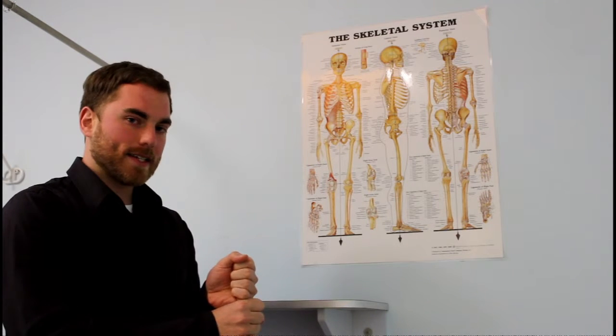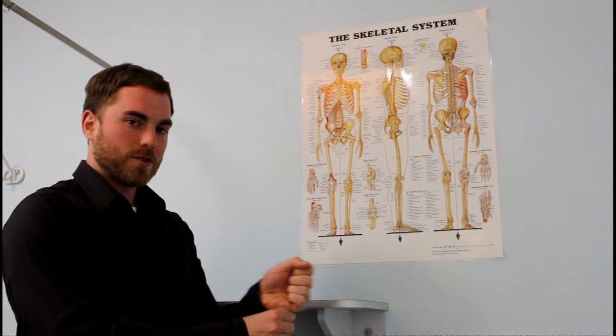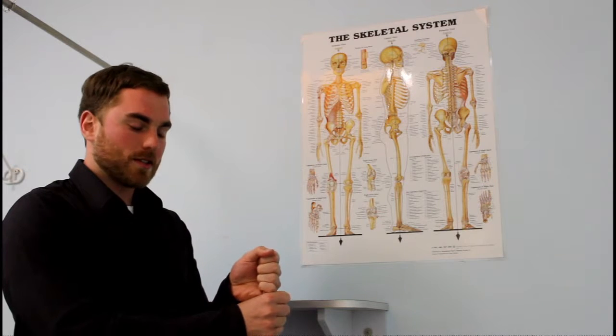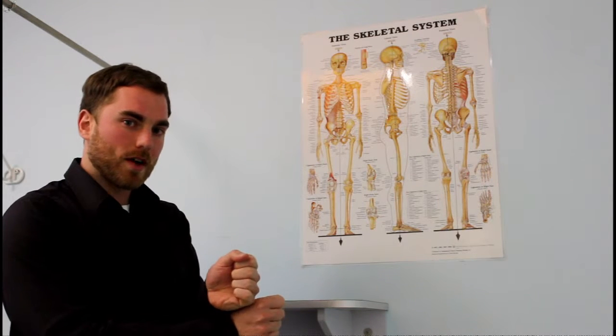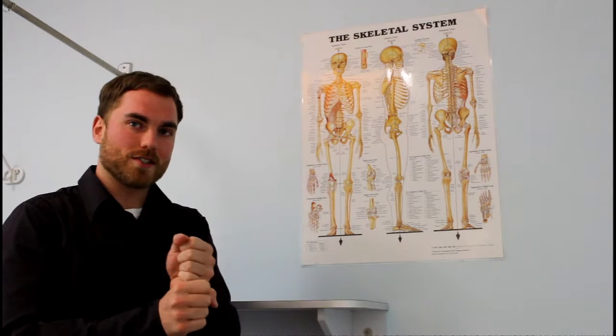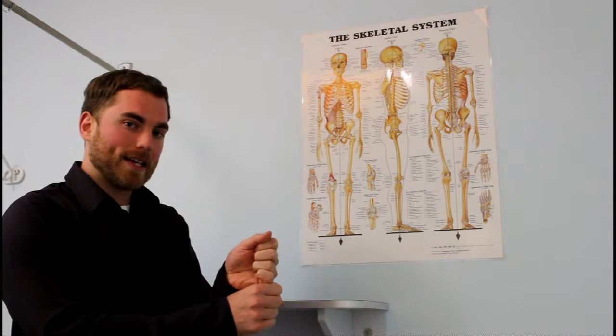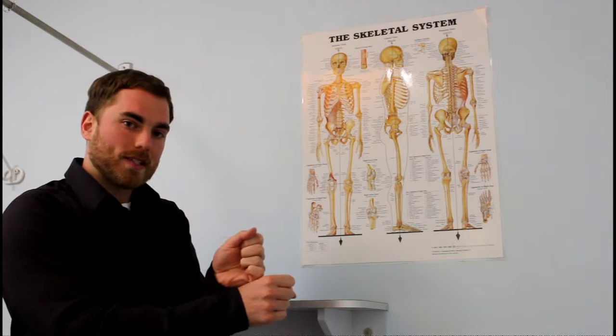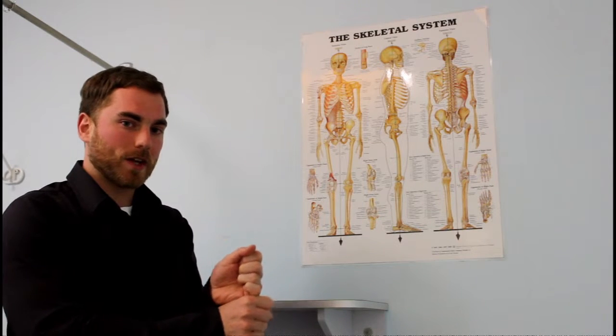So the ACL stops anterior slippage, the lateral collateral ligament stops lateral or outside slippage, the medial collateral stops medial or inside slippage, and then the PCL stops posterior or backward slippage, okay?